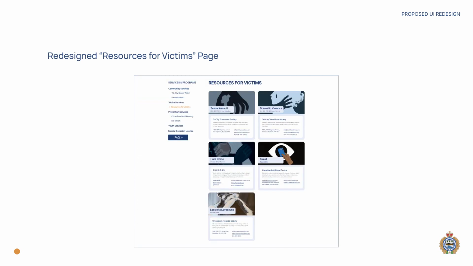The redesigned resources for victims page has a new layout that features a clear visual hierarchy with bold headings and distinct background colors for each category, making it easier for users to identify the type of support available. Relevant images and icons enhance visual cues, aiding in intuitive navigation. The resources are organized into individual content boxes with brief descriptions, contact information, and links, offering clarity and ease of access. The sidebar now includes a clearly marked FAQ section and navigation path, improving overall user experience.